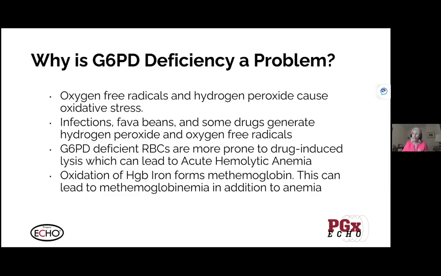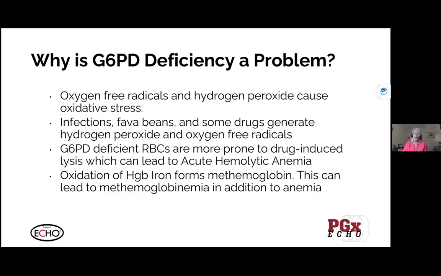Infections can greatly cause G6PD deficient patients to develop red blood cell lysis. Fava beans are another source of that, particularly fresh fava beans, which we don't see as much in the US. And then there are some drugs that generate hydrogen peroxide and oxygen-free radicals. So those with G6PD deficiency are more prone to drug-induced lysis, leading to hemolytic anemia.